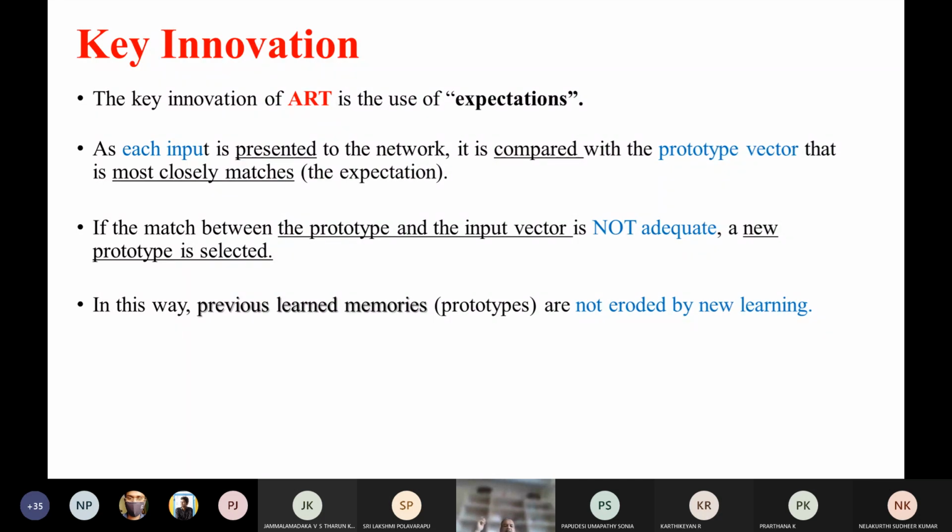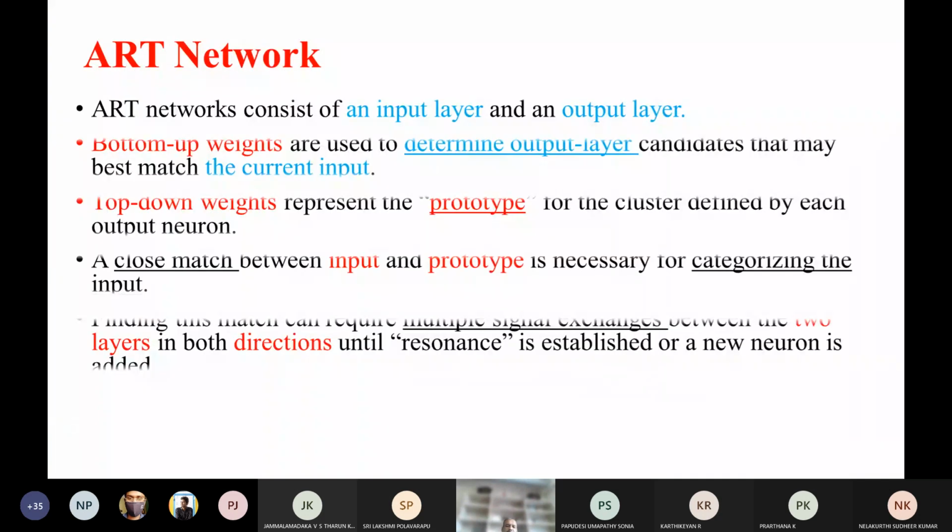In this way, previously learned memories are not eroded by new learning. So what already exists is available. For example, there may be 3 clusters or 3 groups available, but the match between the prototype and the input vector is not adequate. In such cases, a new prototype will be selected. So my past learning will not be eroded, deleted or corrupted, and I also preserve the new prototypes in my ART memory.